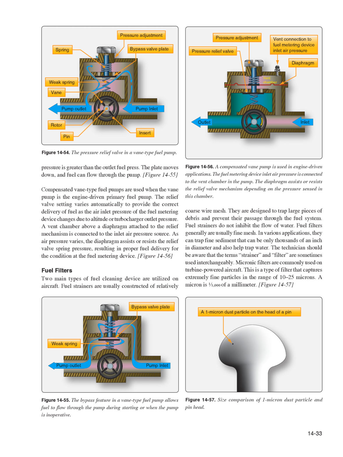Figure 1455. Compensated vane-type fuel pumps are used when the vane pump is the engine-driven primary fuel pump. The relief valve setting varies automatically to provide the correct delivery of fuel as the air inlet pressure of the fuel metering device changes due to altitude or turbocharger outlet pressure. A vent chamber above a diaphragm attached to the relief mechanism is connected to the inlet air pressure source. As air pressure varies, the diaphragm assists or resists the relief valve spring pressure, resulting in proper fuel delivery for the condition at the fuel metering device.